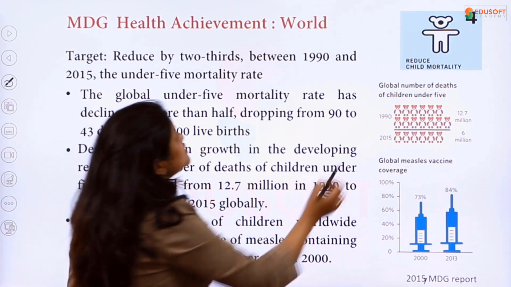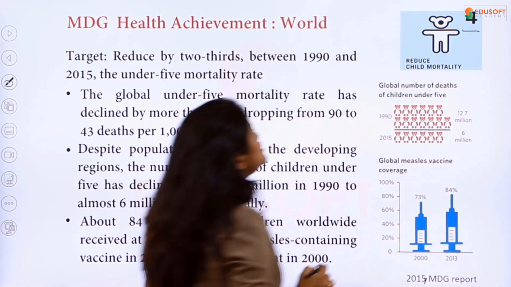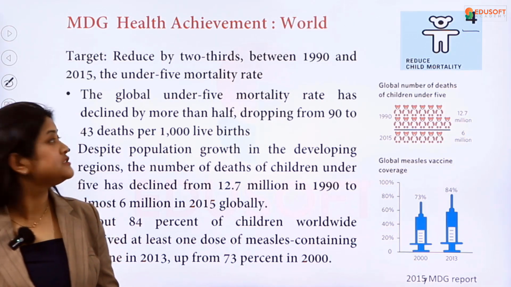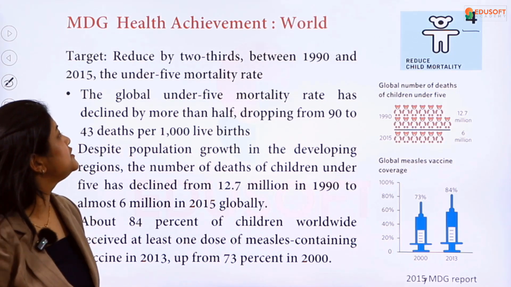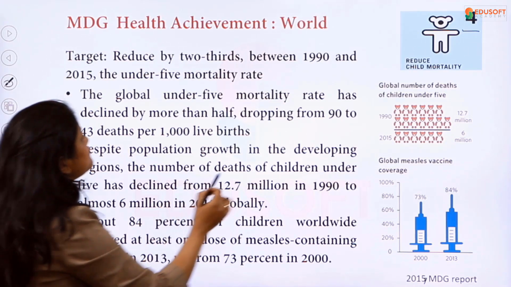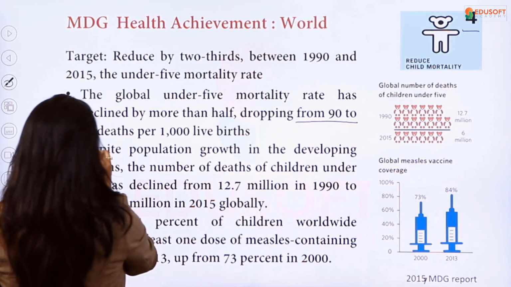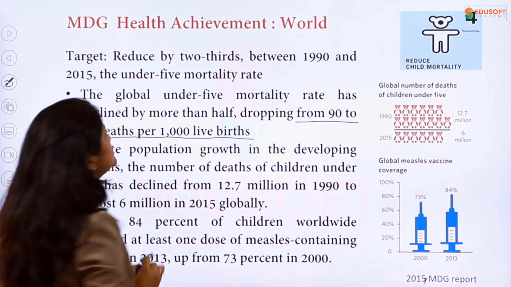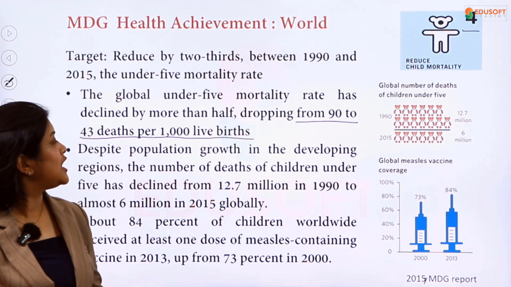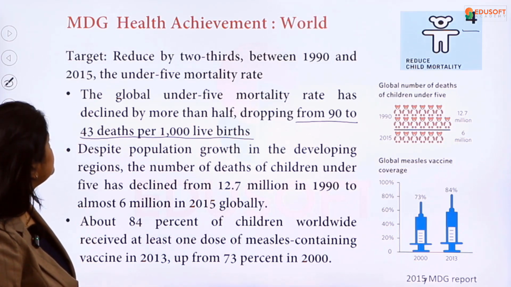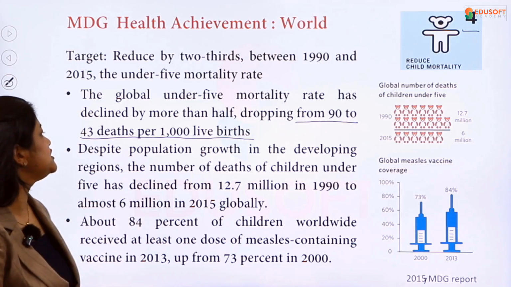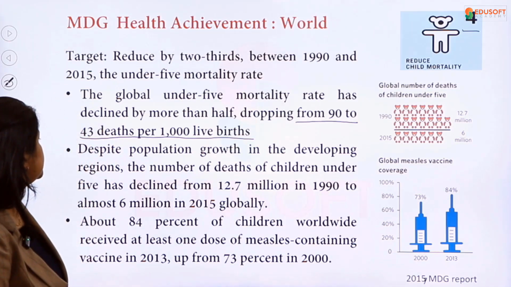So I have included here MDG 4, reduce child mortality. What could MDGs achieve in the world in terms of goal 4? The global under 5 mortality has declined by more than half, dropping from 90 to 43 deaths per 1,000 live births. So through MDG 4, the under 5 mortality rate declined from 90 to 43 deaths per 1,000 live births.